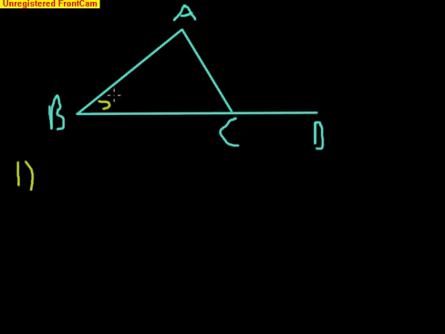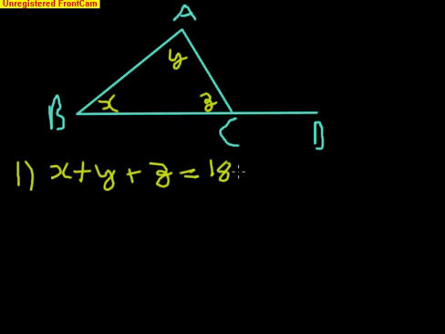So if we call this angle X, this angle Y degrees, and this angle Z degrees, then we can say X plus Y plus Z equals 180 degrees. And our reason will be angle sum of triangle equals 180 degrees.